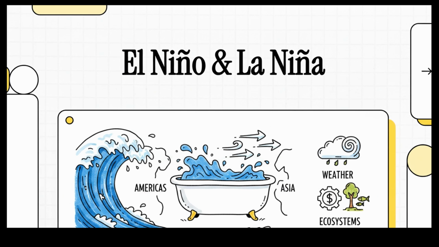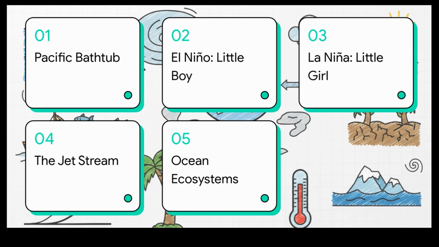Okay, let's dive right into this. Here is our lesson plan on the chalkboard for today. First, the giant Pacific bathtub. Second, El Niño, little boy. Third, La Niña, little girl. Then, shifting the jet stream. And finally, changing ocean ecosystems.